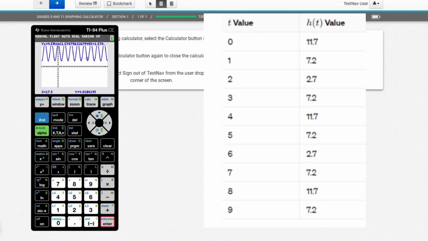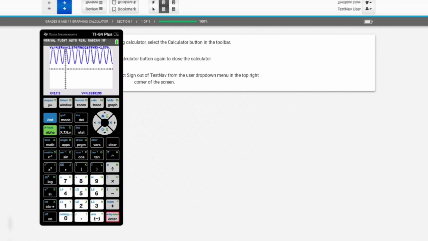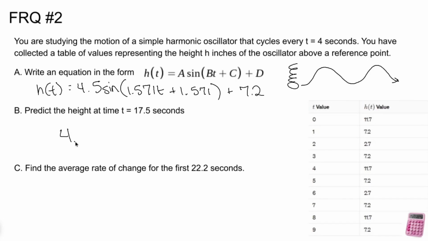4.018. So let's go off and write that out. We ended up with 4.018 inches.